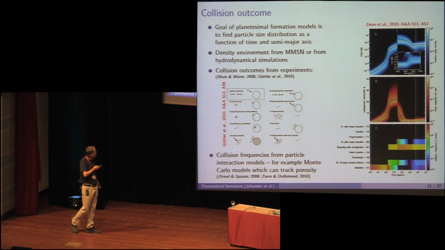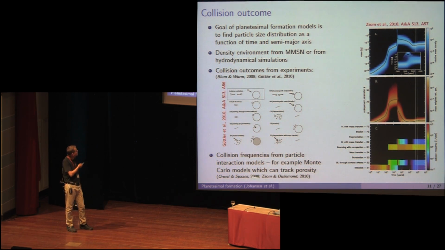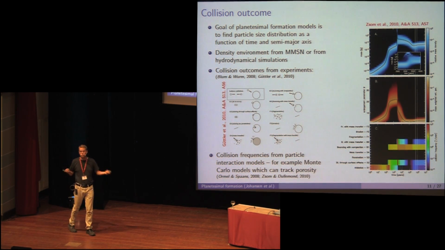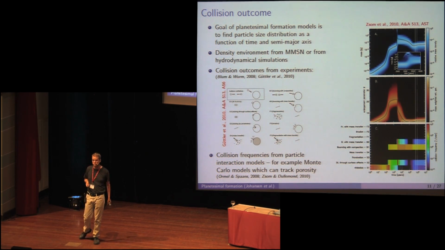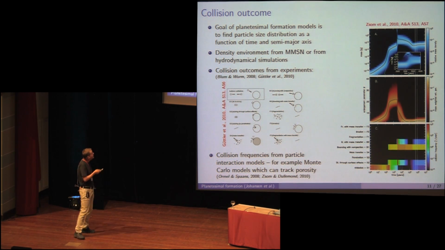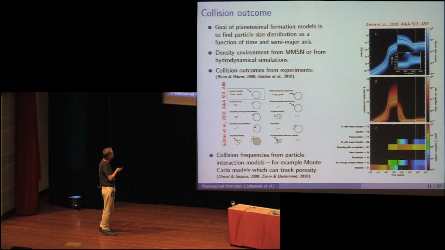Now, a final point here is actually that you also need a way to calculate the collision frequencies, and you need some kind of particle interaction model, some way to solve the coagulation equation. And here there's also been some major progress in the last years, particularly using Monte Carlo models, which can track not only the size distribution, but also additional properties such as porosity. I'm showing here an example of such a Monte Carlo simulation, where the mass is tracked as a function of time, and here the porosity as a function of time.